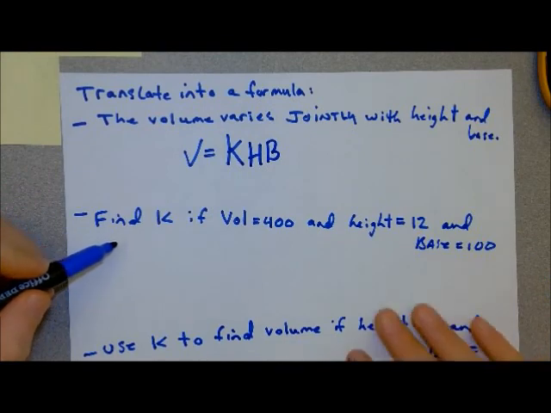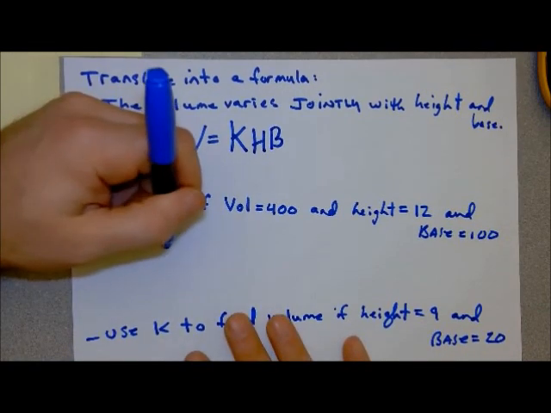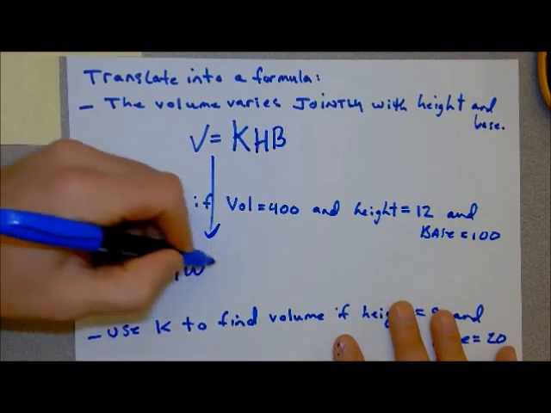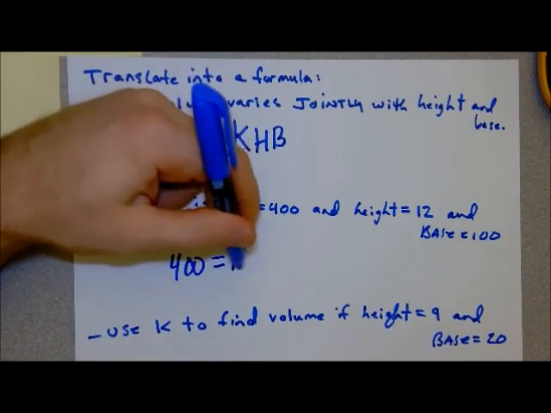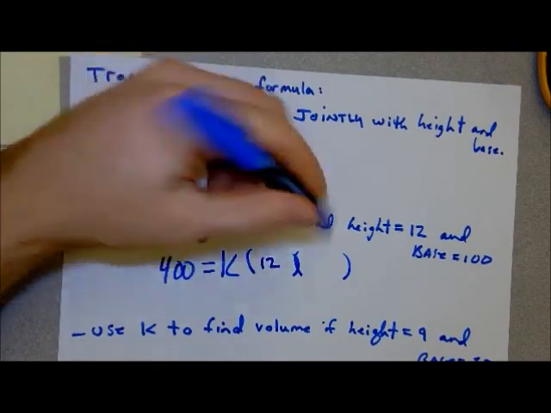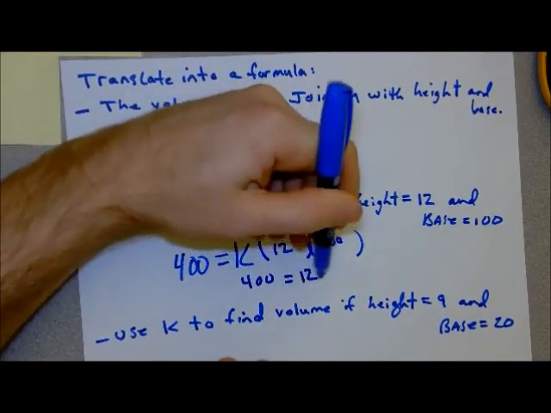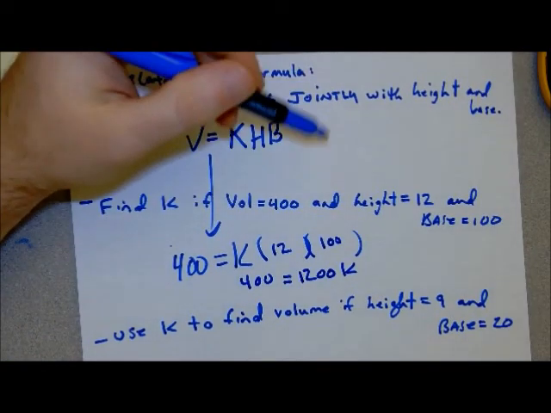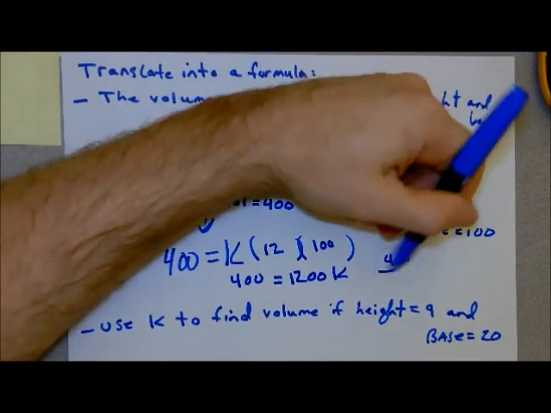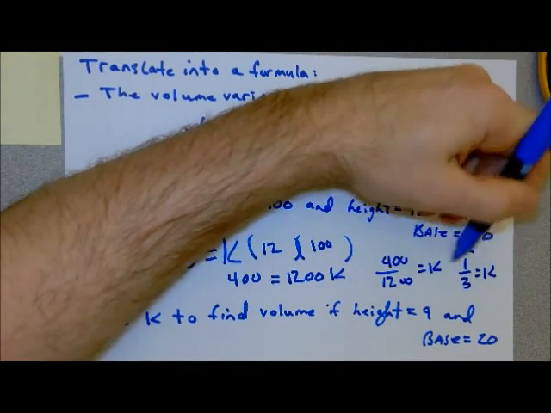Find K in part B, the second part of this. Find K if the volume is 400. So we're going right back to this formula up here. Volume is 400. So 400 is equal to K, and then we need to fill in the next two blanks. H is 12, and B is 100. So this is now 400 is equal to 1200 K. To solve this for K, you should divide both sides by 1200. That would be 400 over 1200 is equal to K. Final answer, K is equal to 1/3.